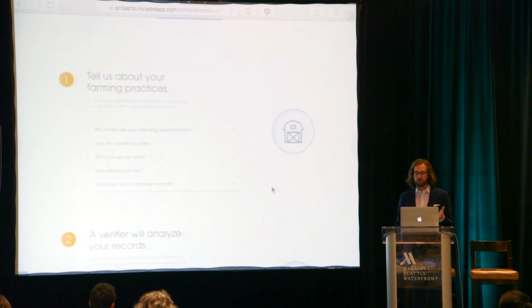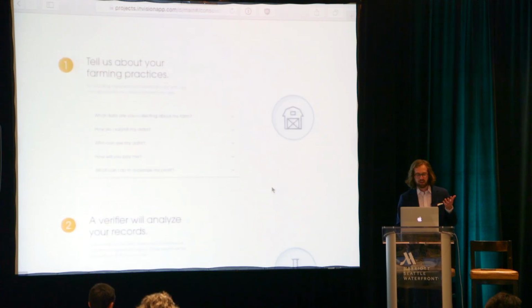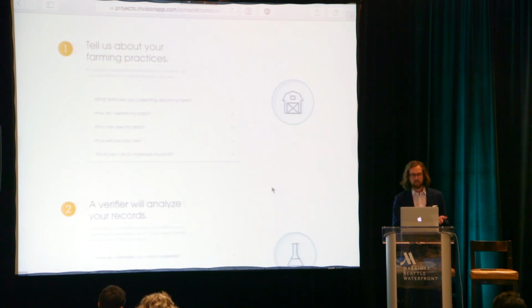So tell us about your farming practices. Beneath that, we have different questions, sort of frequently asked questions. And this is us guessing at what these questions might be. What data are you collecting about my farm? How do I submit my data? Who can see my data? How will you pay me? What can I do to maximize my profit?